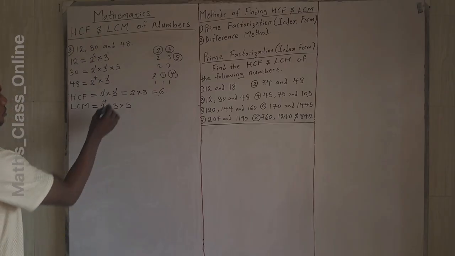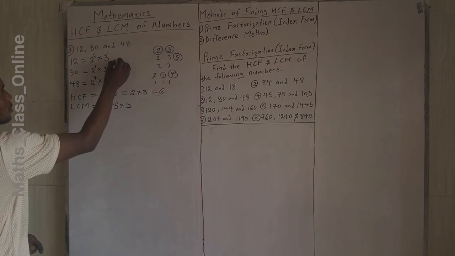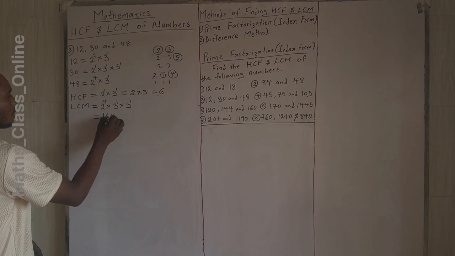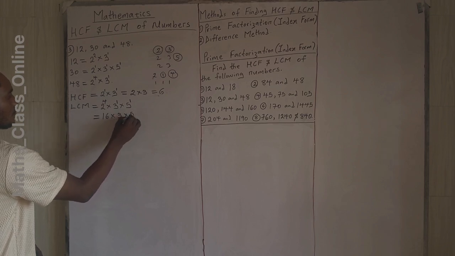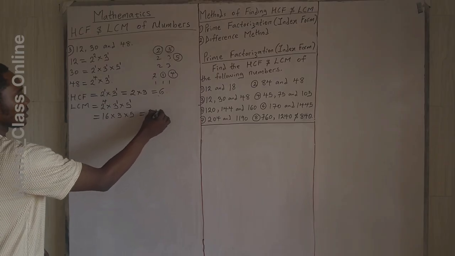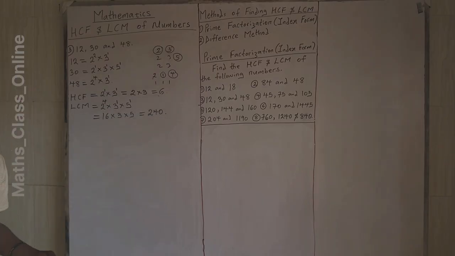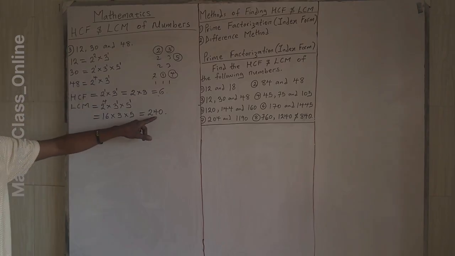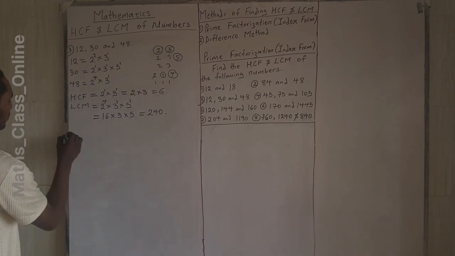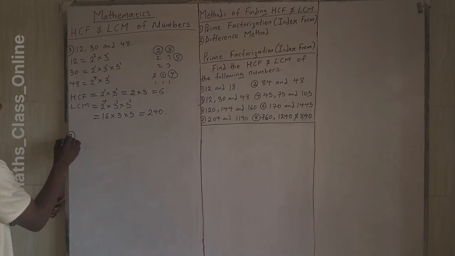1, 1, 1. We are going to write 1 here. What we have here is 1, and this also 1. This is equals to 16 times 3 times 5. 48 times 5, that is 240. That means that the LCM of 12, 30, 48 is 240, while the HCF is 6. Next, question number 4.